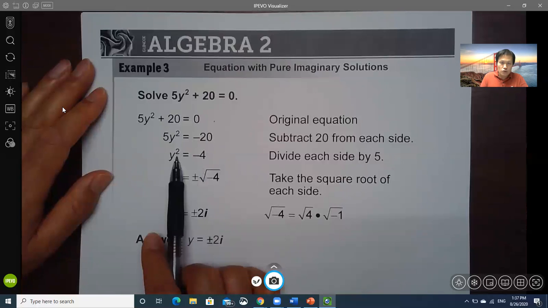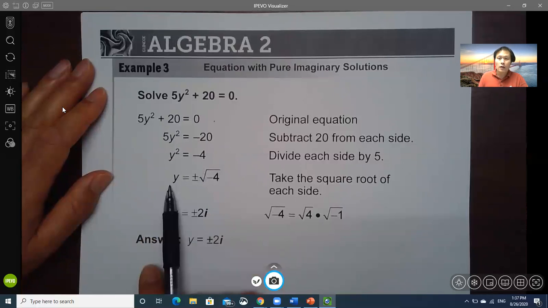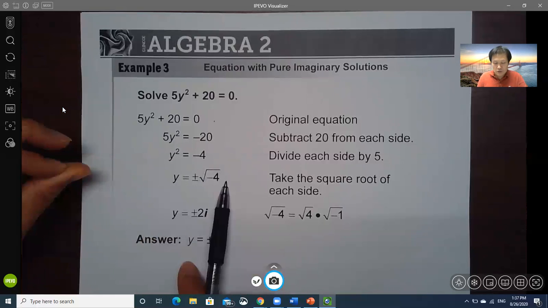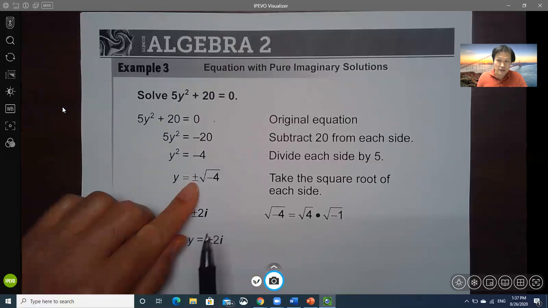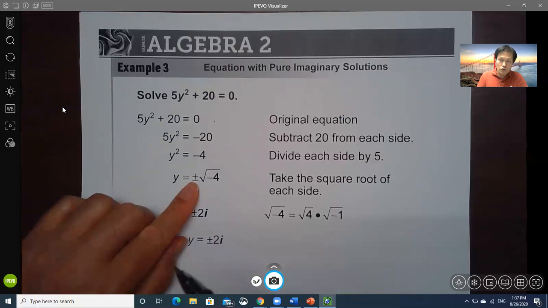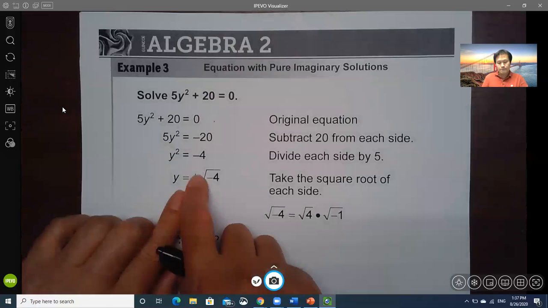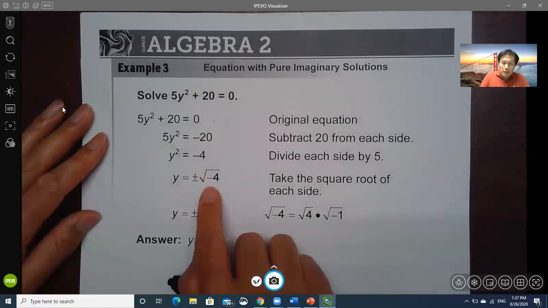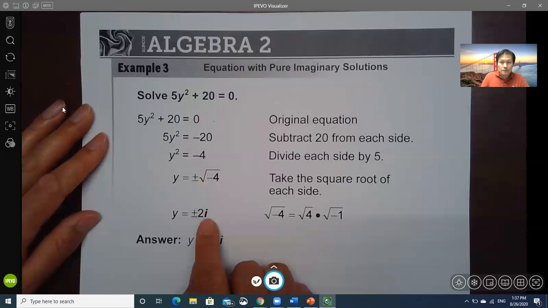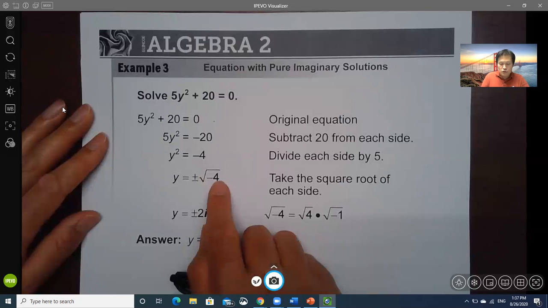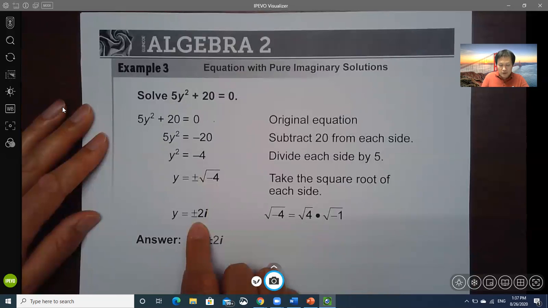Time to get rid of the square. Take a square root both sides. Very popular mistake here, not attaching plus minus. Please don't forget. Whenever you take a square root of both sides, you need to attach plus minus. So minus inside the root, take it out as i. Square root of 4 is 2. Okay, so final answer should be plus minus 2i.